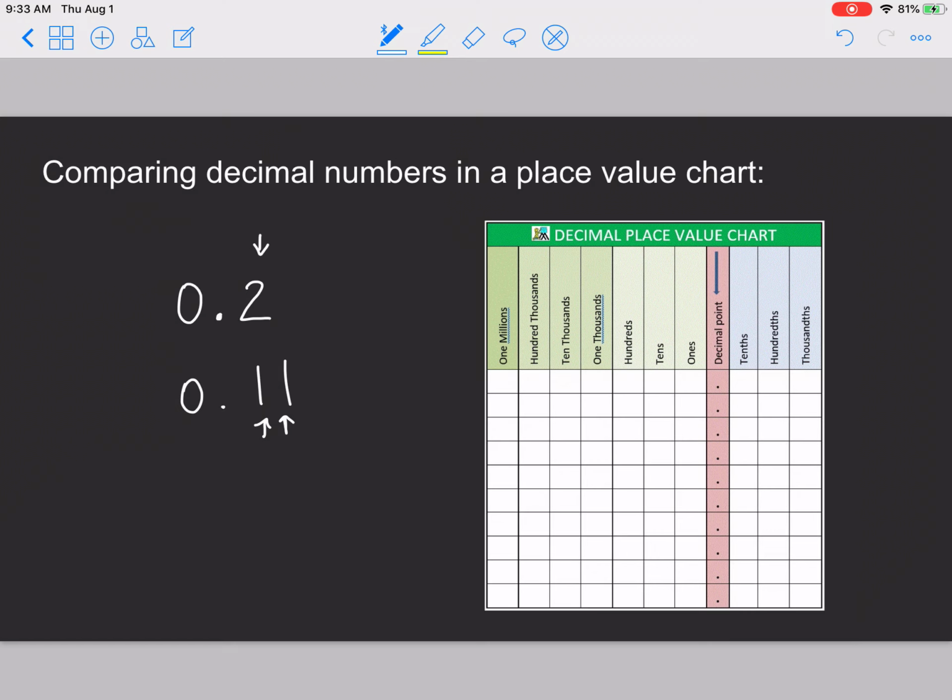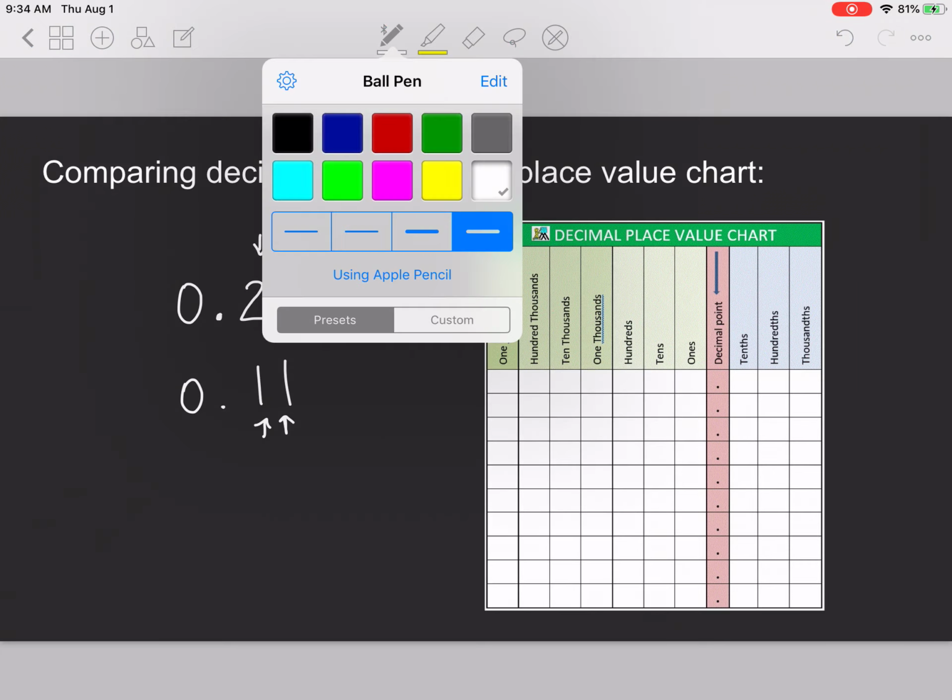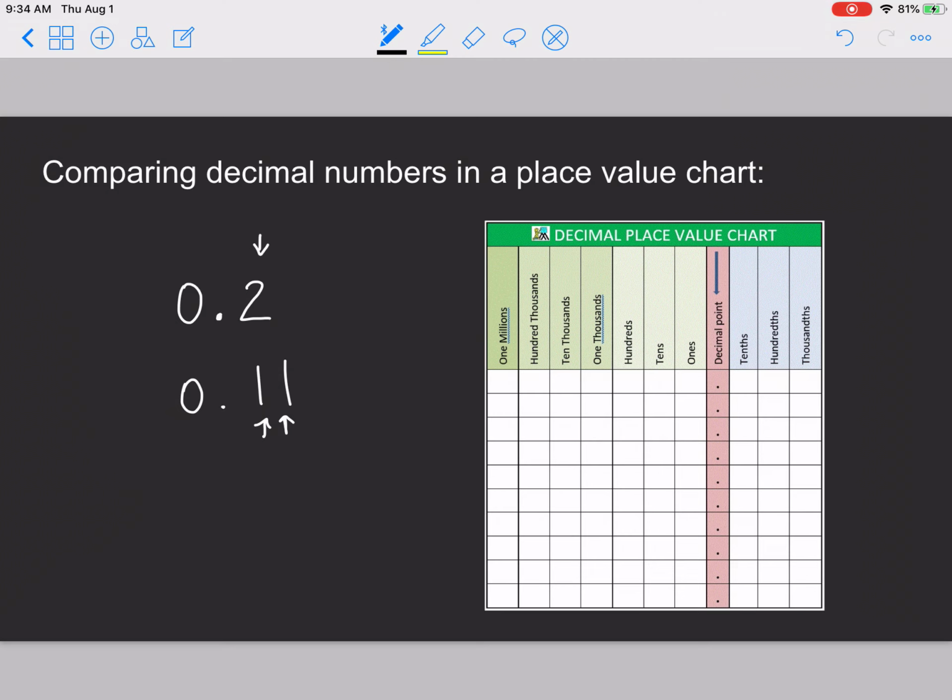Well, I know that if I were looking at these as whole numbers, I saw 11 and I saw 2 and I was comparing these, well, I know 11 is greater than 2. It's got 2 digits in it. There's one in the ones place, one in the tens place. So, I just know it's more valuable. 11 is greater than 2. But with decimals, I'm a little thrown off. I need to think about, what does that actually look like? Which one has the greater value?